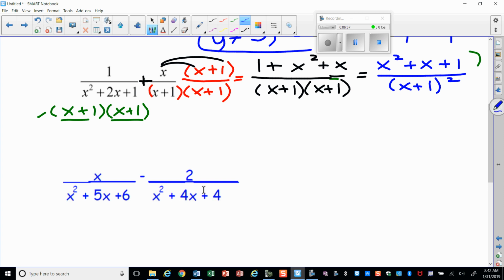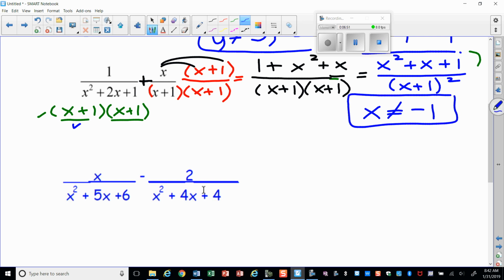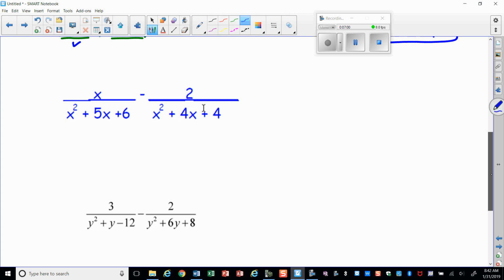All right. And then my excluded values, x cannot equal, I'll look at all my denominators. Basically, -1 is the only number that would cause me to be dividing by 0. So there's my excluded value, and here is the answer, right? There's the sum. All right, no big deal.